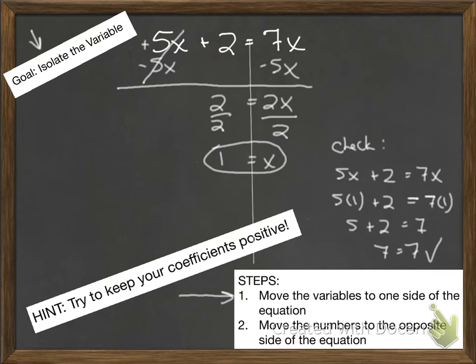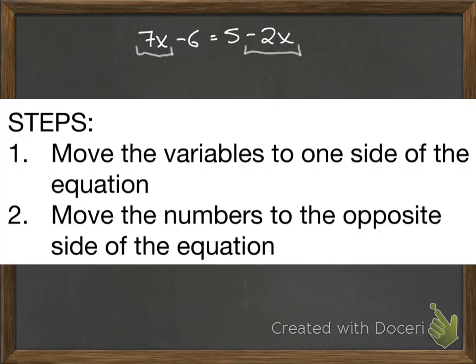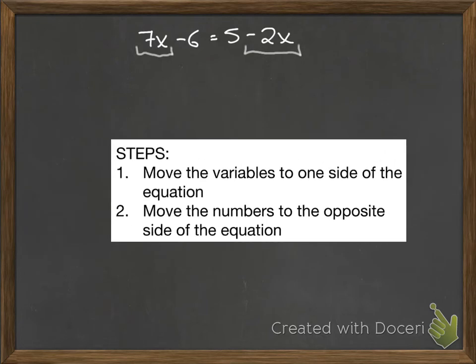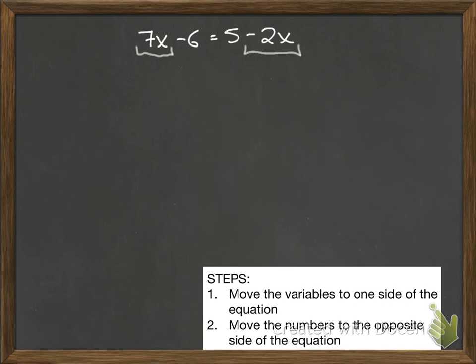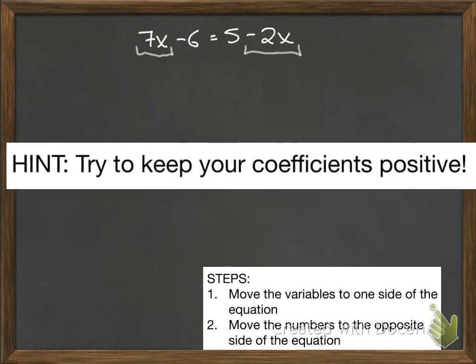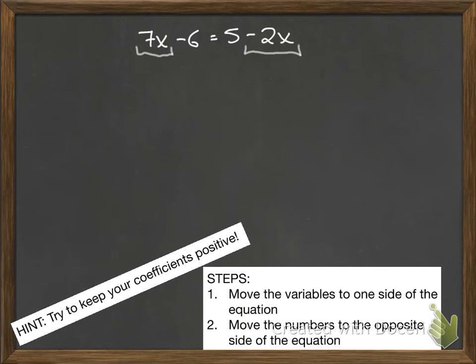Let's look at some more examples. In this next example, again, you can see that we have 7x on one side and minus 2x on the other. So remember, our goal is to move all the variables onto one side of the equation and then move all the numbers to the opposite side. And remember my hint, right? This isn't something you necessarily have to do, but it's really going to help you. Try to keep your coefficients positive.